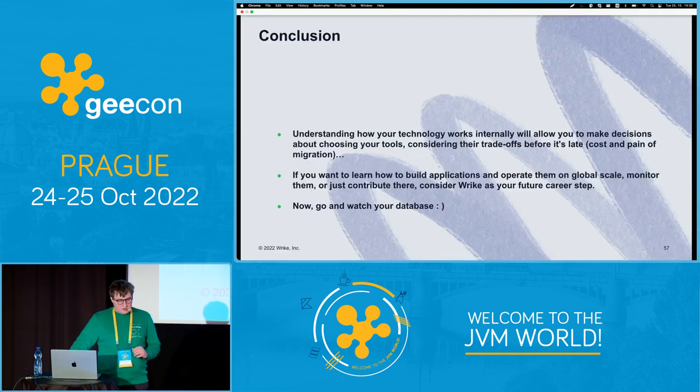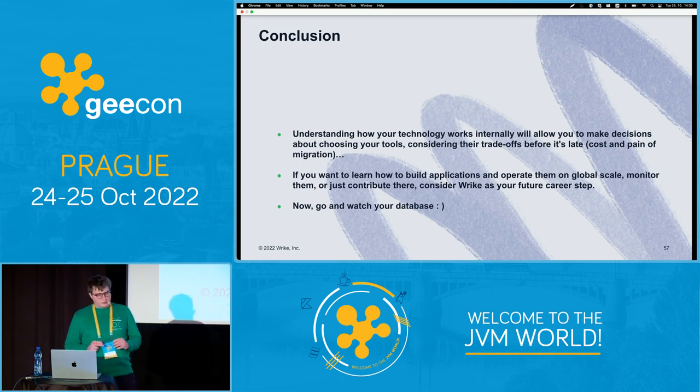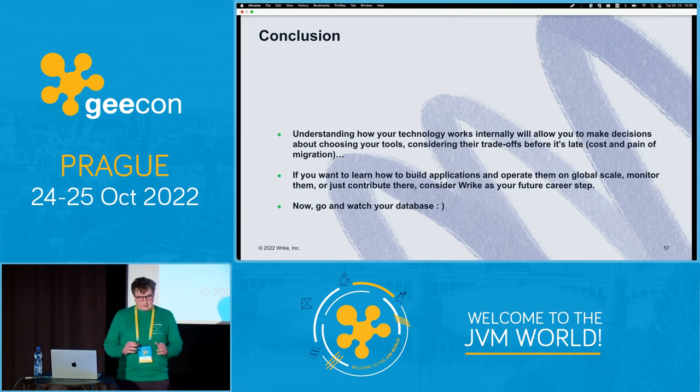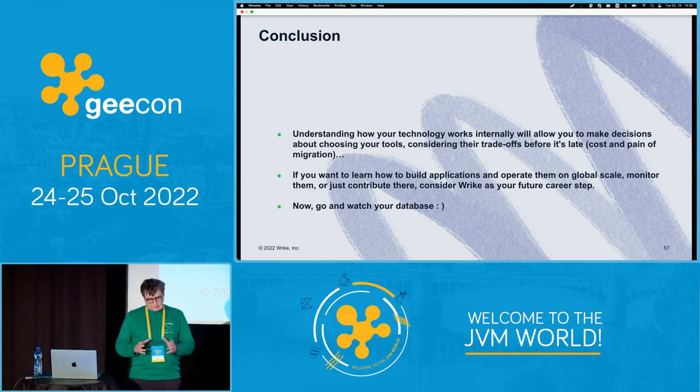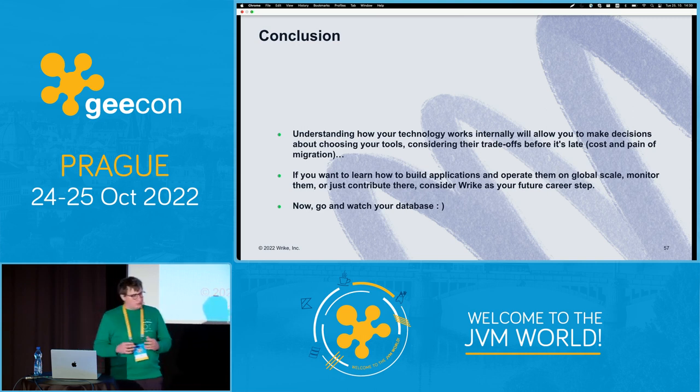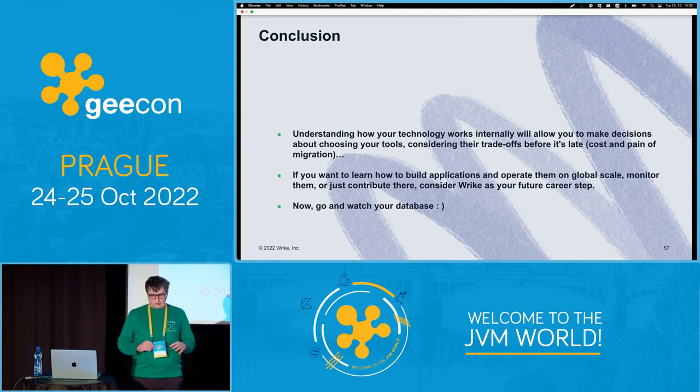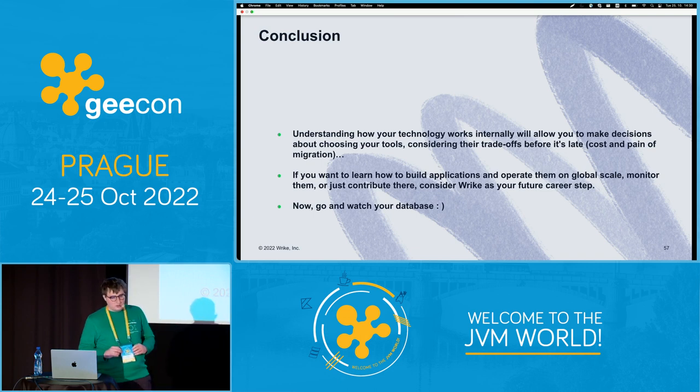So the most important takeaway from today's talk is that if you want to build for scale, if you want to build a product that is used on a global level with millions of users, it's good for you to have an understanding of how your technology is going to work internally, at least to some extent. It will help you to make trade-offs and consider other alternatives, because once you start running full production, the cost of migrations and changes will be much higher.